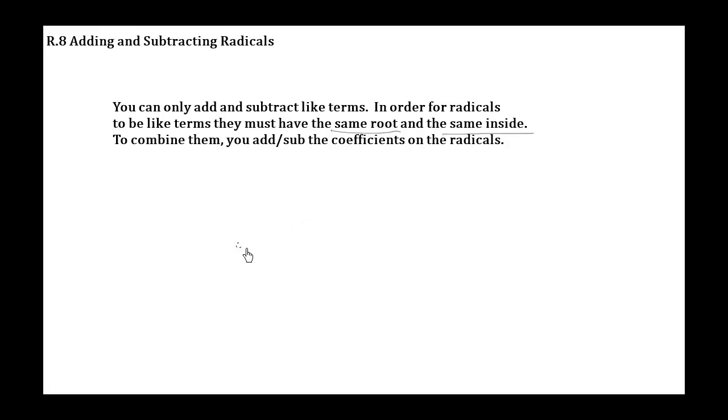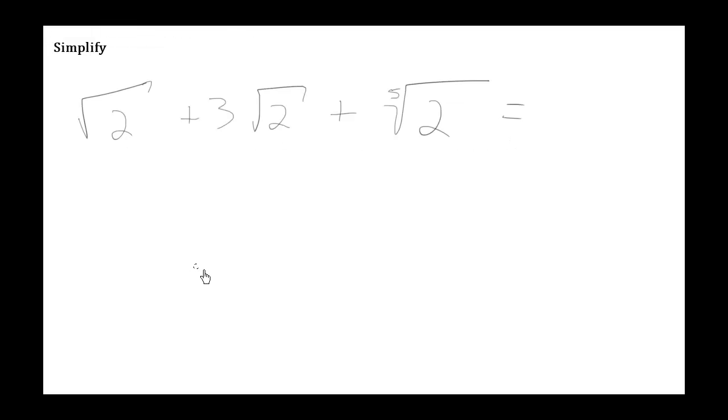So let's look at an example. I'm going to try to simplify this expression. I have square root of 2 plus 3 root 2 plus the 5th root of 2. So here I see a ton of 2's. Are these all like terms? The answer is no. These two are like terms. They have the same root and the same inside. This one has the same inside but a different root. I'm not going to be able to combine this with anything, but I can combine these two things.